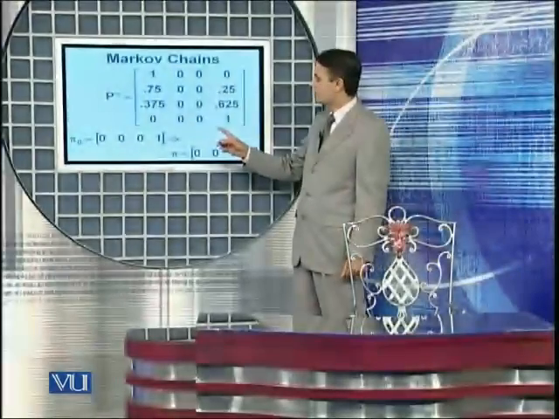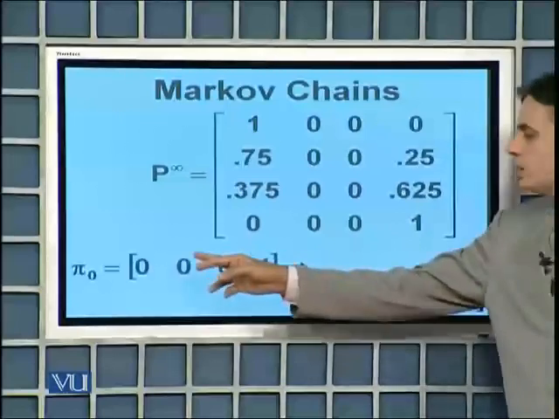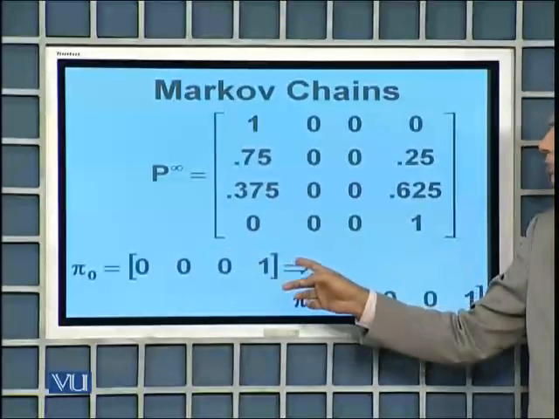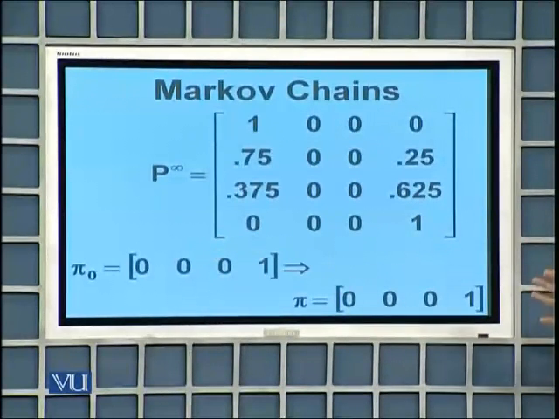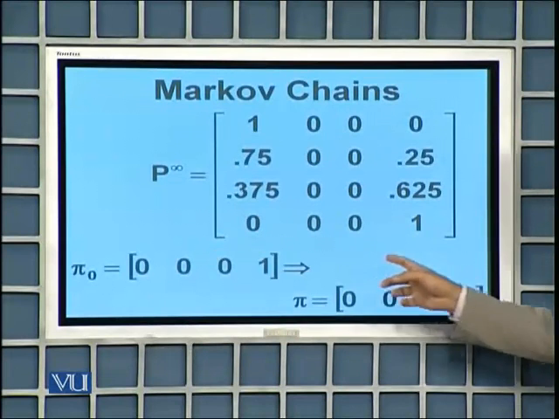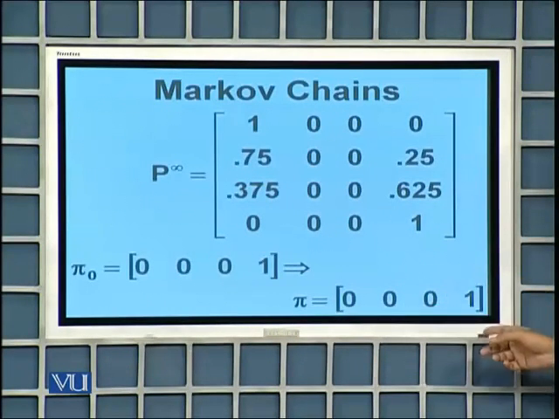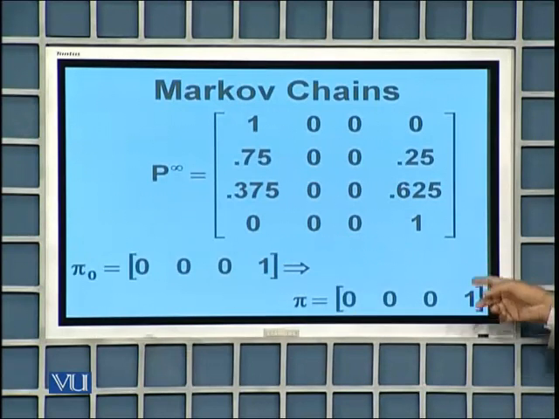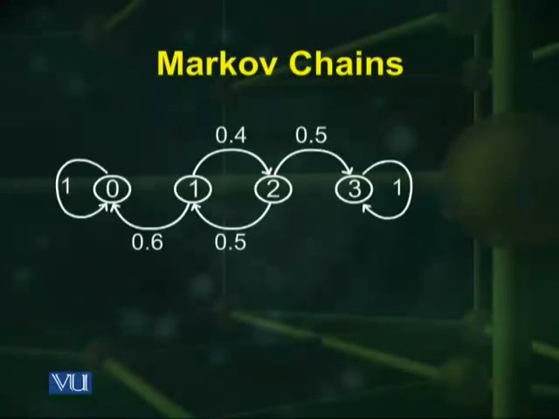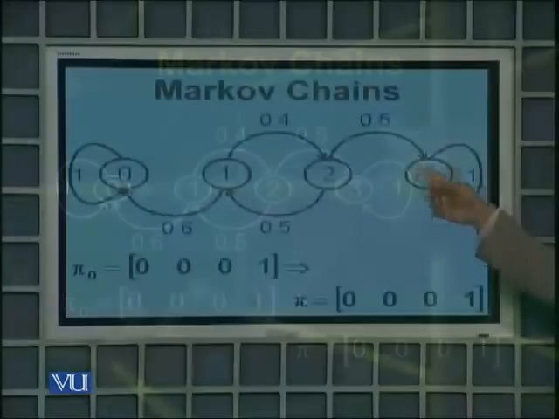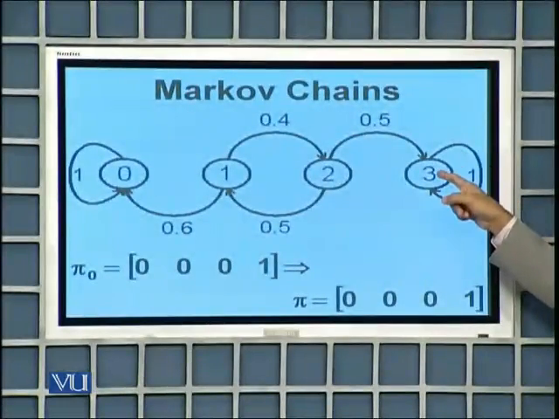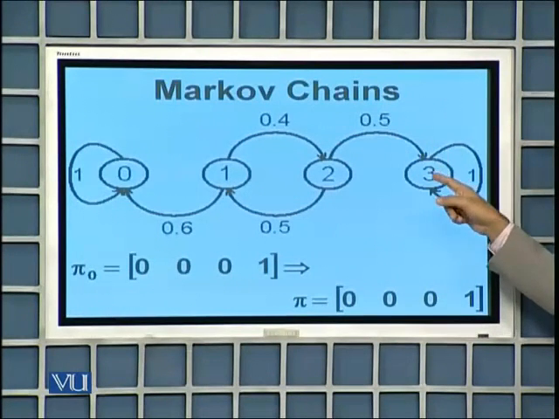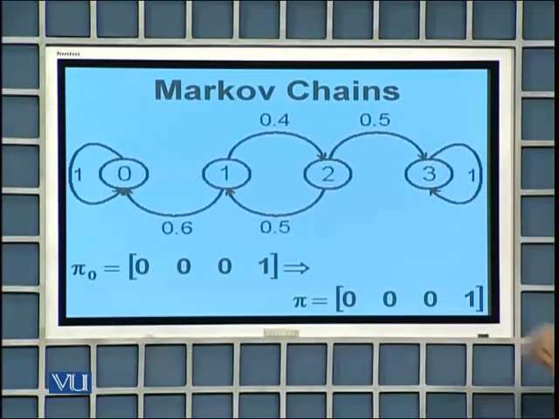The next case is when we start in state 3. The initial probability distribution is 0, 0, 0, 1. With this initial probability distribution, the long-term stationary probability distribution is also 0, 0, 0, 1, implying that if we start in state 3, then in the long run, we will be in state 3 with probability 1. This is clear from the graphical representation of this Markov chain. State 3 is an absorbing state. If we start here, there is no other state that we can reach. We have to remain in this state for all future transitions.